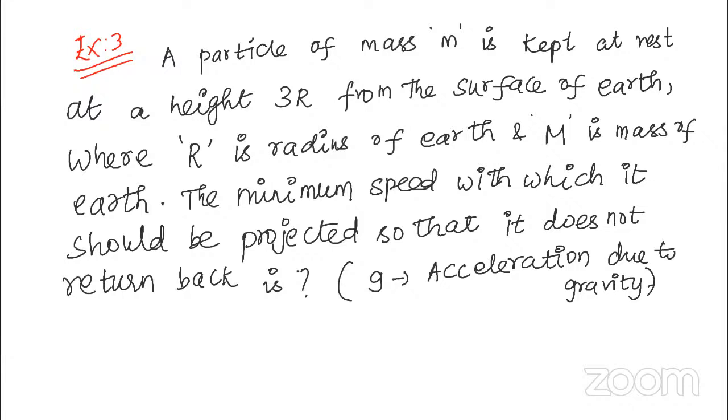So first, in that problem, what are all the things they are given? That is the mass m, a particle of mass m which should be at rest. Now then, kept at rest at a height 3r from the earth surface. From the earth surface it will move to the height 3r, where r is the radius of the earth and m is the mass of the earth. So the minimum speed with which it should be projected so that it does not return back. At which particular velocity should we throw so that it does not reach the earth's surface again? They have given 4 options, and from those 4 options we have to choose which one is the right one.